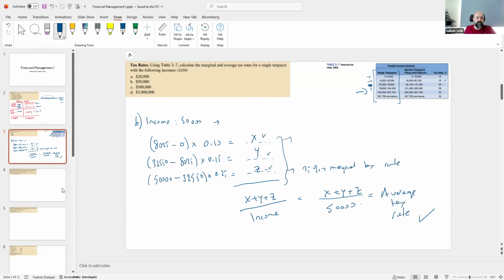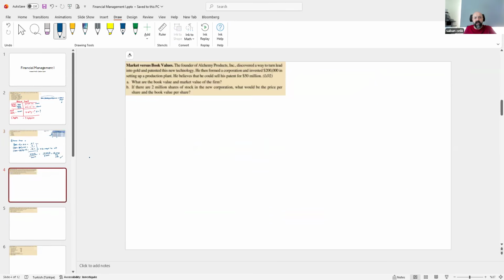That's it. Next one. So we have a company over here. A company discovered a way to turn lead into gold and patented this new technology. He then formed a corporation and invested $200,000 in setting up a production plant. He believes that he could sell his patent for $50 million. So the question is, what are the book value and market value of the firm?